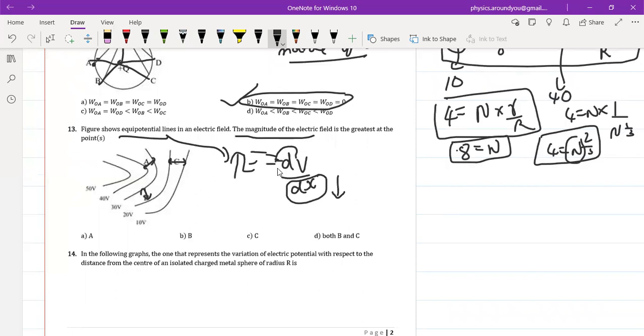And what about dV? dV is the potential difference between the surfaces. Any two surfaces you take, the potential difference is always going to be 50 minus 40, which is 10, 40 minus 30, 10, 30 minus 20, 10, 20 minus 10, 10. dV is the same. So what determines electric field is the separation between the surfaces. So it is actually B. Now 13 goes for B.